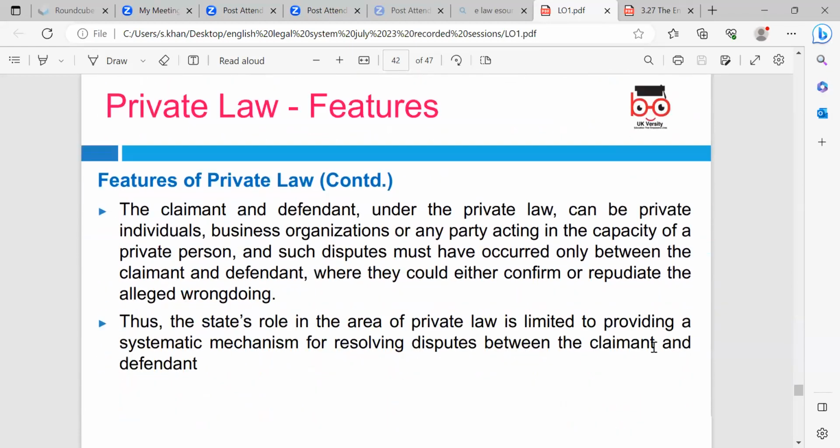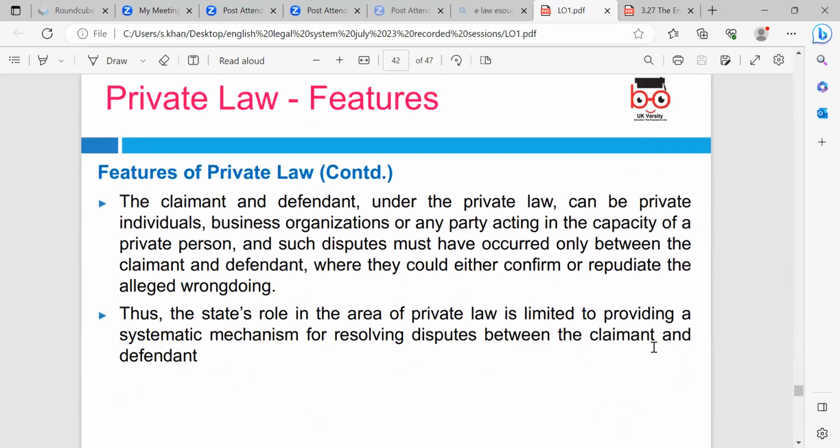Features of private law. The claimant and defendant under private law can be private individuals, business organizations, or any party acting in the capacity of a private person, and such disputes must have occurred only between the claimant and the defendant, where they could either conform or repudiate the alleged wrongdoing. Thus, the state's role in the area of private law is limited to providing a systematic mechanism for resolving disputes between the claimant and the defendant.